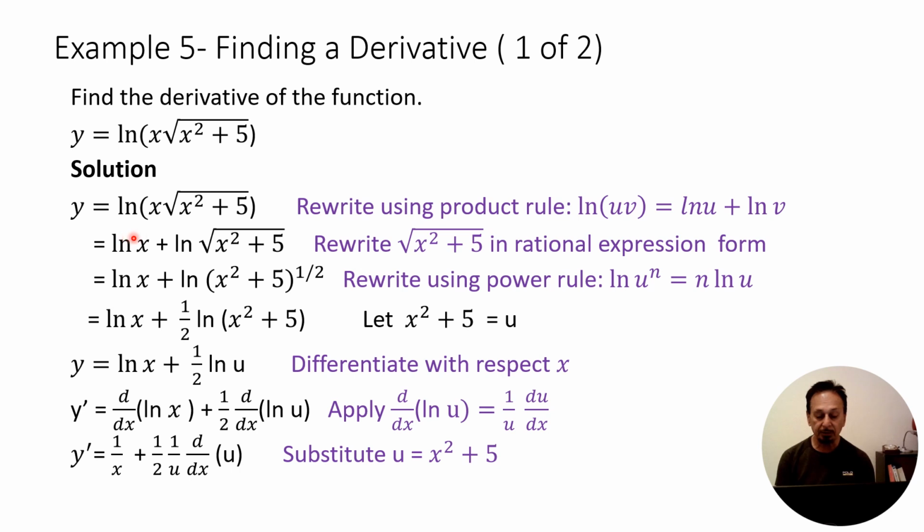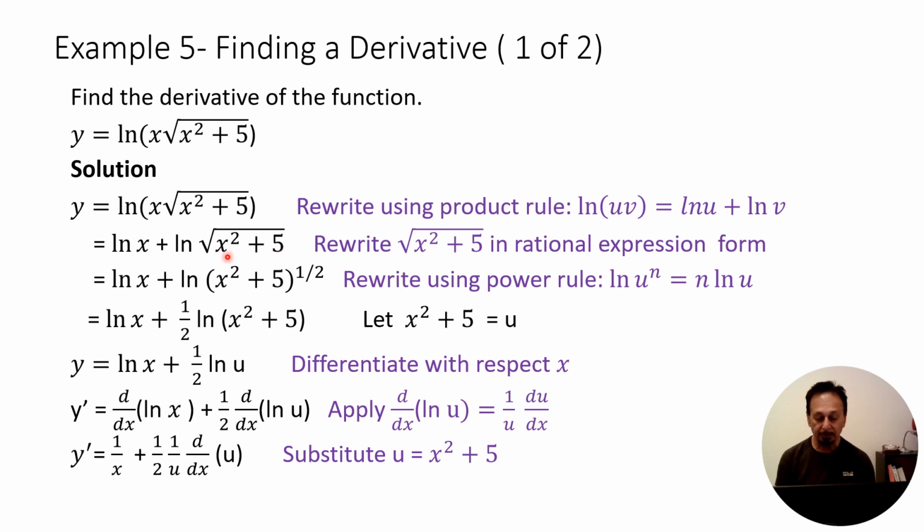Since this is the product of two functions, we can apply the product property of logarithms, which says natural log of uv is equal to natural log of u plus natural log of v. So u is x and v is the square root of x squared plus 5. Using this property, we can break it down into two logs: natural log of x plus natural log of the square root of x squared plus 5.